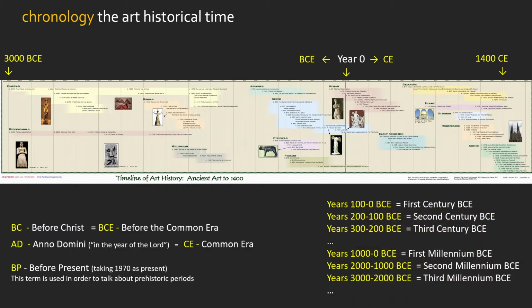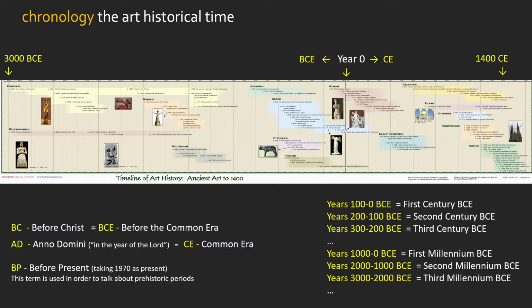Chronology of art historical time. In this class, we're going to be mostly talking about years before Christ or before the Common Era, starting with the figurine I was showing you, which is about 7,600 years before the Common Era. More conventionally, the term before Christ, before the year zero, has been used a long time. And nowadays, archaeologists are starting to use BCE instead, before the Common Era.